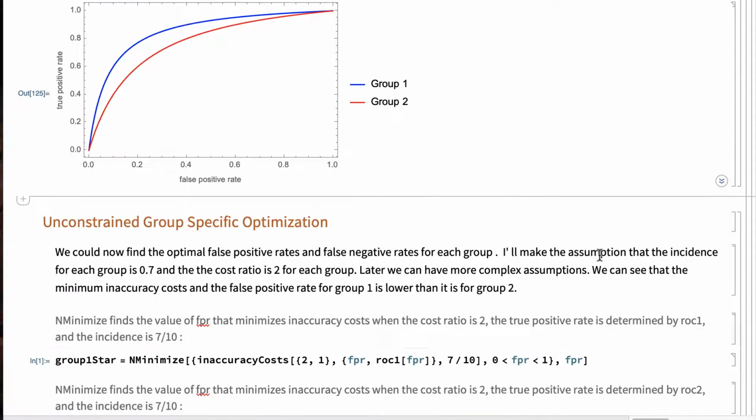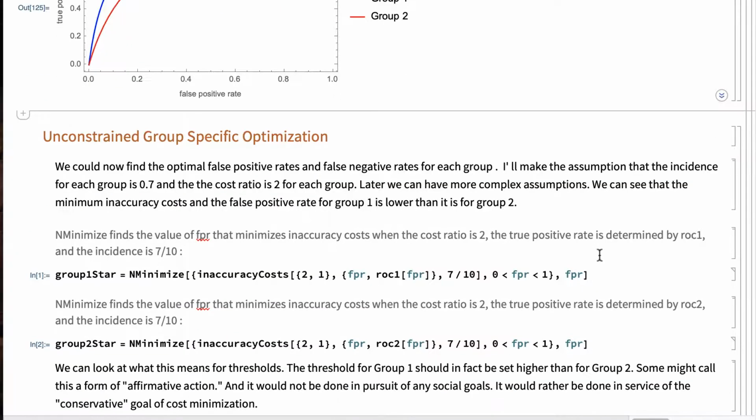All right, let's find the optimal false positive rate and true positive rate, and derivatively the threshold for each group. And the way I'm going to do this is I'm going to use the NMinimize command. I'm going to say minimize the inaccuracy costs. I'll come to this in a moment.